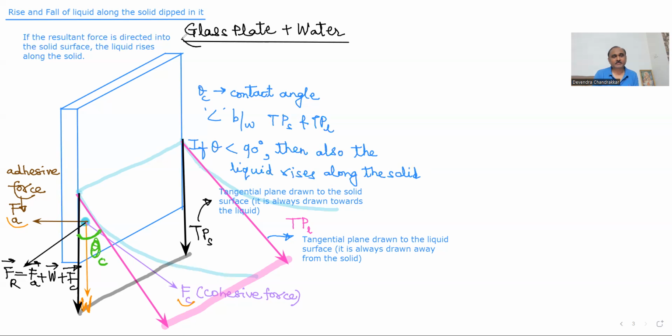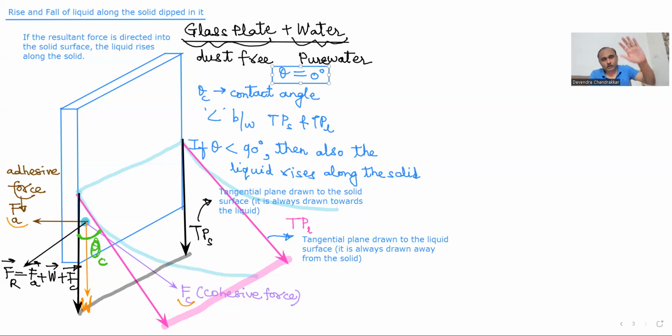Okay. Now there is a special condition. If the glass plate is dust free, and water is pure water, then this theta is equal to 0 degrees. Understood? This is a standard data. All of you need to remember it.